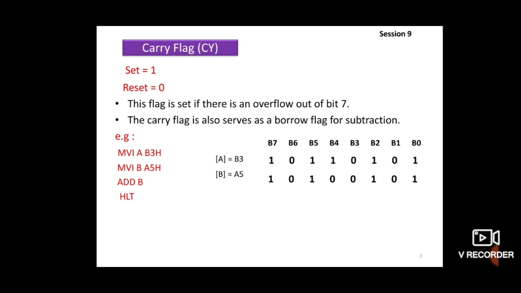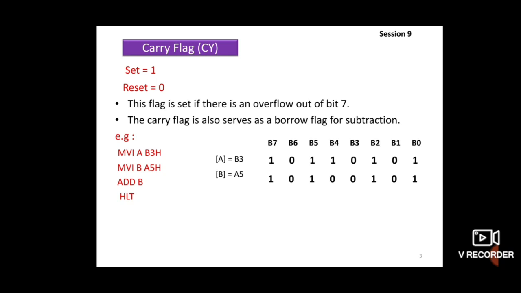10100101. I think you know hexadecimal numbers from 0 to F, because we learned these hexadecimal numbers last year. These are the bit positions B0 to B7. You can also write D0, D1, D2, D3 or B0, B1, B2, B3. Now see, what is ADD B? ADD means addition of the accumulator and the B register.